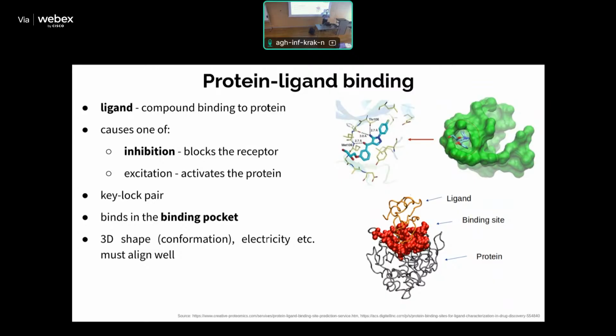They work on a key-lock pair basis. So we basically design a small molecule that fits inside the protein in a so-called binding pocket, and it affects how the protein works. So that's what we want to do. We want to design ligands that bind to proteins and that do what we want by affecting the protein.